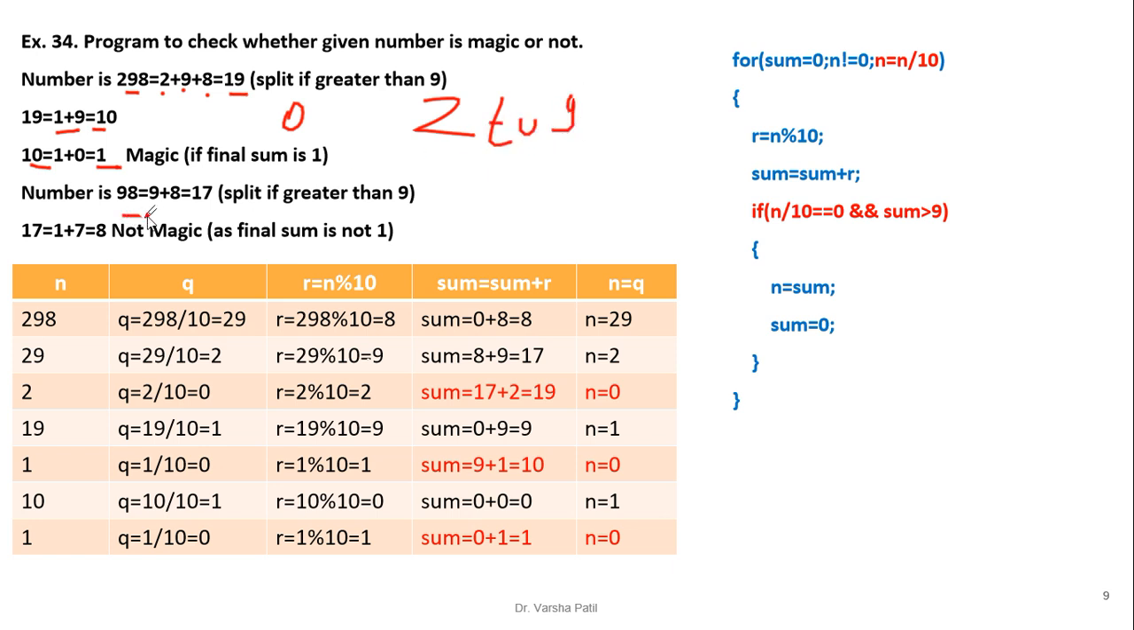Now take the number 98. 9 plus 8, 17. 17 again splits into 1 plus 7, 8. So 8 is not magic. Here we are not using the goto statement. Without goto, we require to write the program.